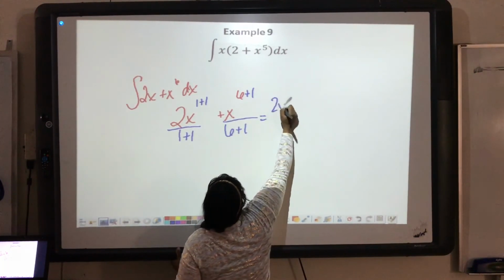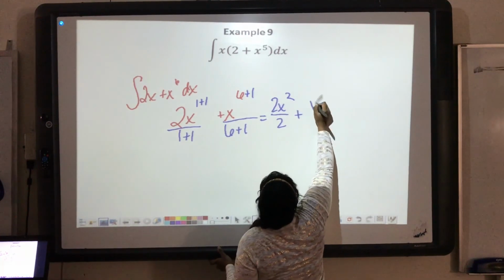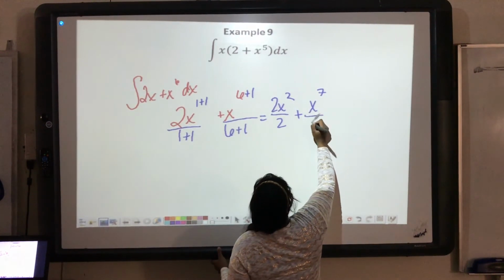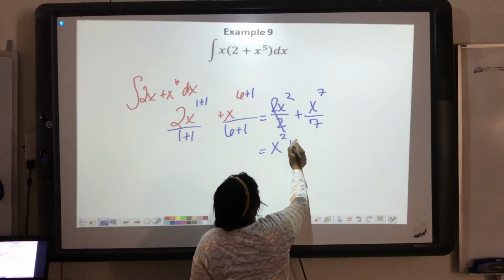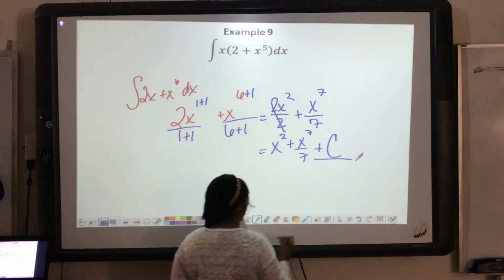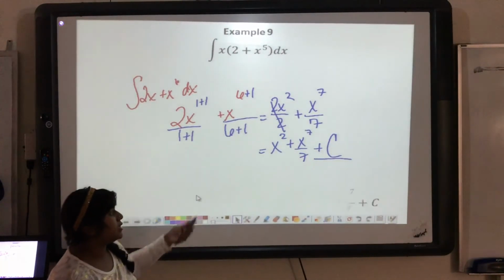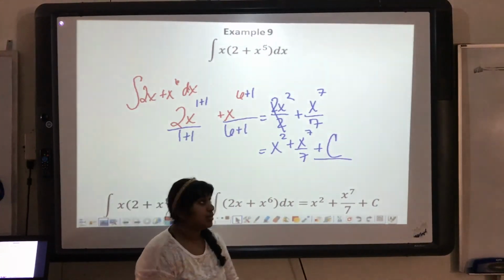This becomes 2x squared over 2. The 2's are going to cancel. Plus x to the 7th over 7. And this becomes x squared plus x to the 7th over 7 plus c. We cannot forget our plus c. And if we double check our work, that is absolutely correct.